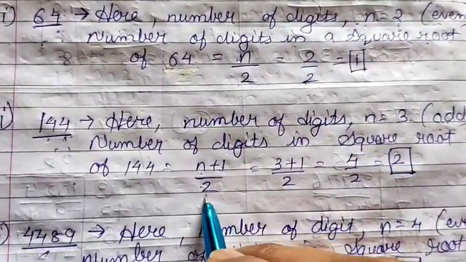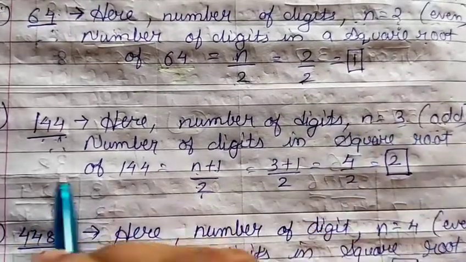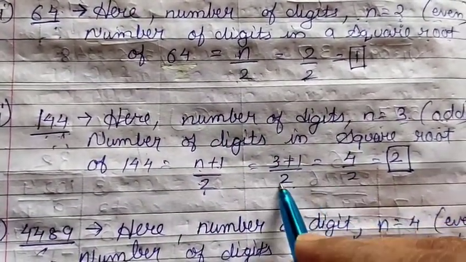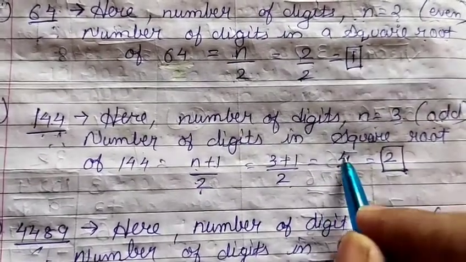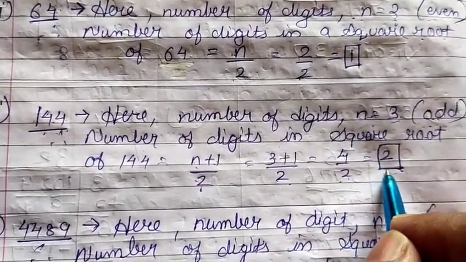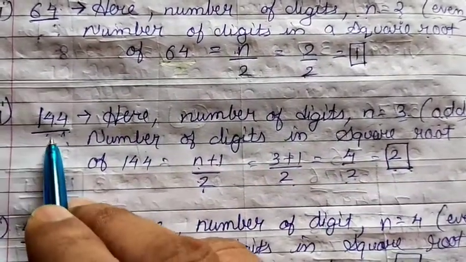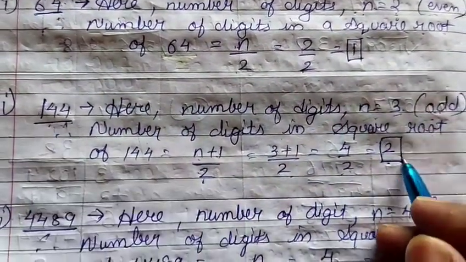Now here n plus 1 upon 2, that means here the value of n is 3, which means a 3-digit number. When you add 1 to it, it will become 4. When you divide 4 by 2, you get 2 digits. That means when you find the root of such a number, it will be in 2 digits. As we all know, the root of 144 is 12, and 12 is a 2-digit number.